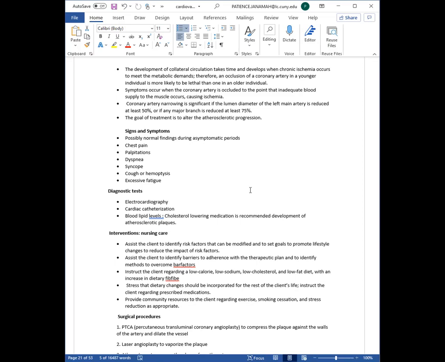There will be chest pain. The patient will come to you and complain of chest pain. Palpitations: when you check the heart rate, you see that the heart is really pacing faster. Dyspnea: the patient will have difficulty breathing. Syncope: the patient will tell you, I passed out. If I pass out, I black out. That's the word they like to use here in America. I black out. Cough or hemoptysis: the patient is coughing and there's blood in it.